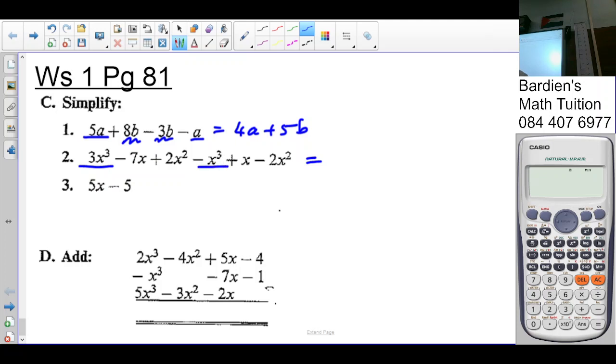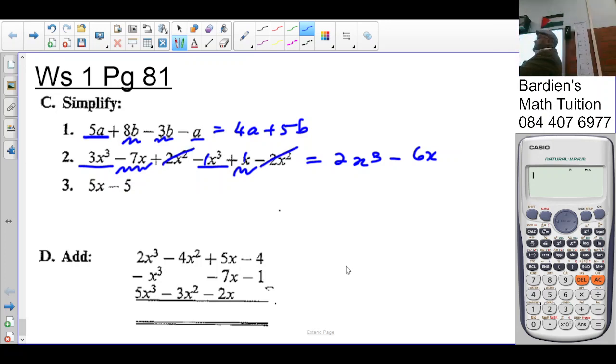3x cubed minus 1x cubed is 2x cubed. Negative 7x squared, negative 7x plus 1x. Negative 6x, that's 7 minus 7 plus 1. 2x squared minus 2x squared cancel. So that's your answer, correct? The next one?